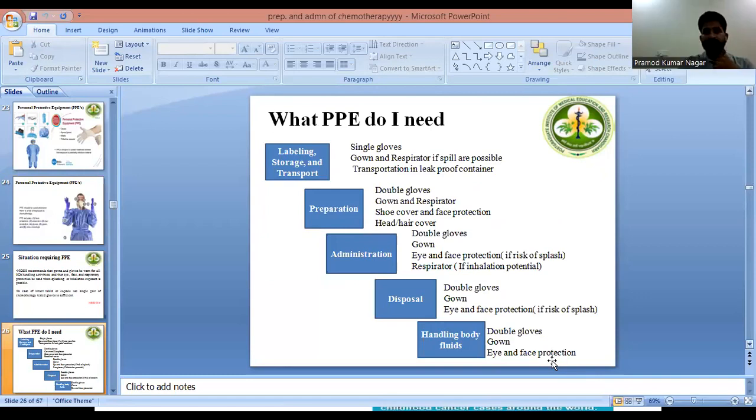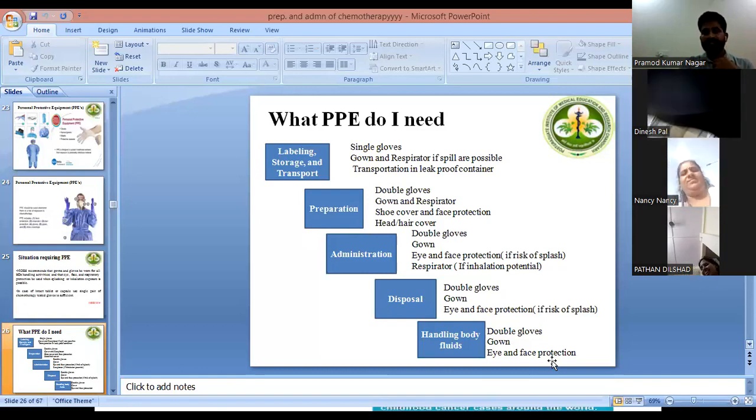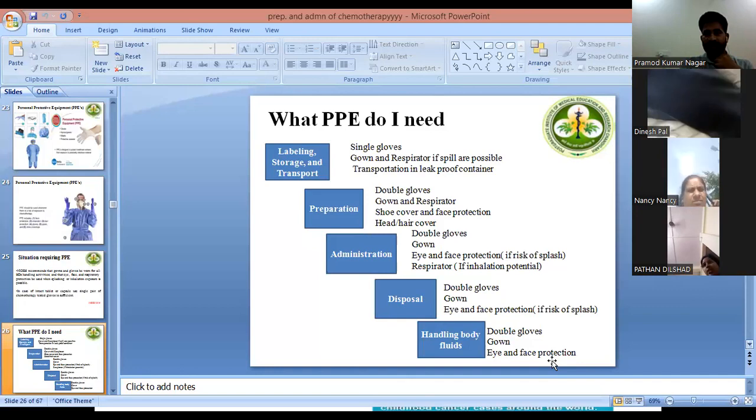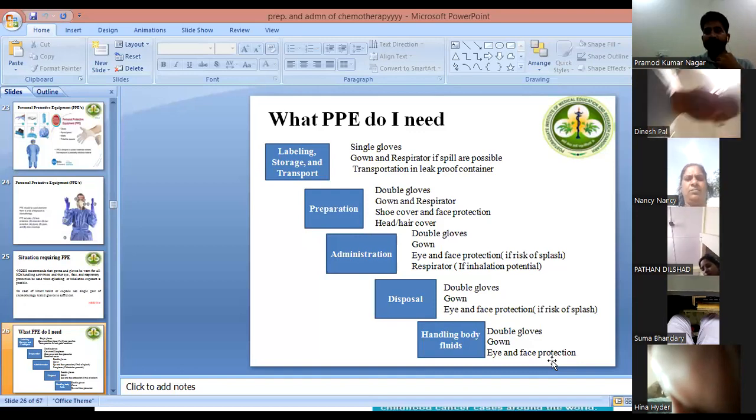What PPE do I need? During labeling, storage, and transportation, single gloves, gown, or respirator should be worn, and drugs transported in a leak-proof container. During preparation and administration, the full set of PPE should be worn. During disposal of the biomedical waste of cytotoxic medication, double gloves, gown, and eye and face protection should be worn. During handling of body fluid of a patient who received chemotherapy, double gloves, gown, and eye and face protection should be used.